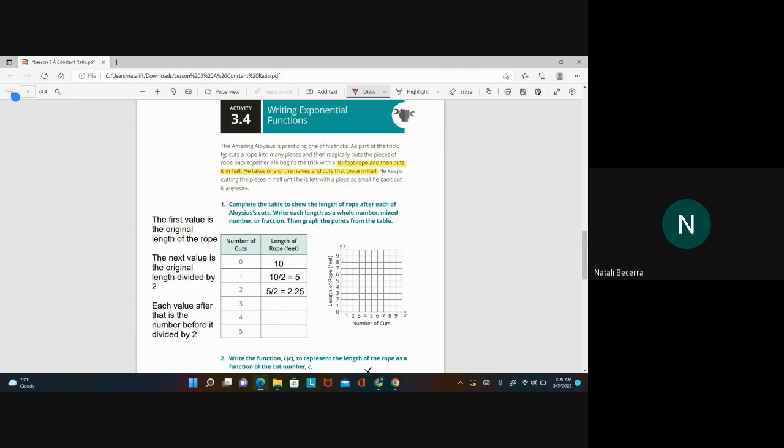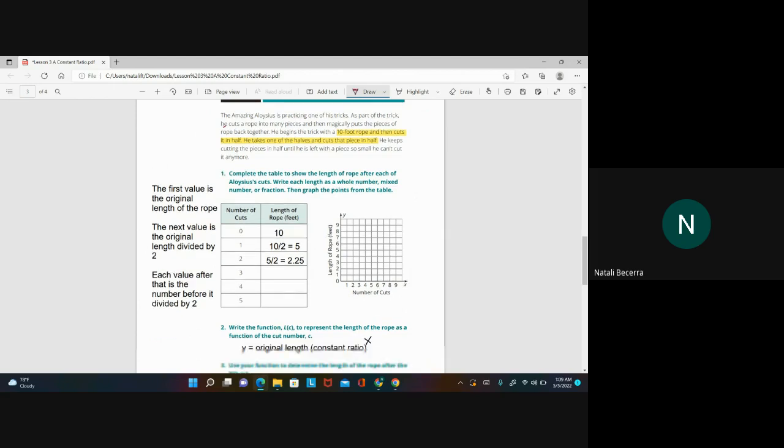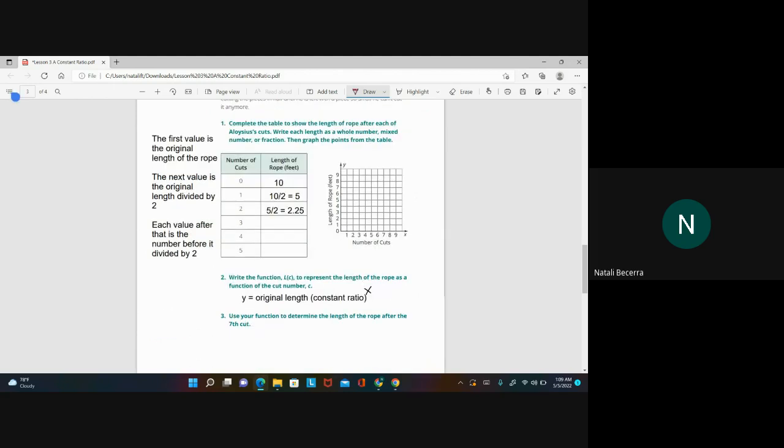Then it says he keeps cutting the pieces in half until he is left with a piece so small that he can't cut it anymore. Complete the table to show the length of rope after each Aloysius cuts. Write each length as a whole number, mixed number, or fraction. Then graph the points on the table. Okay, so number of cuts, this is like my x, this is my y, right? So it says the first value is the original length of the rope.